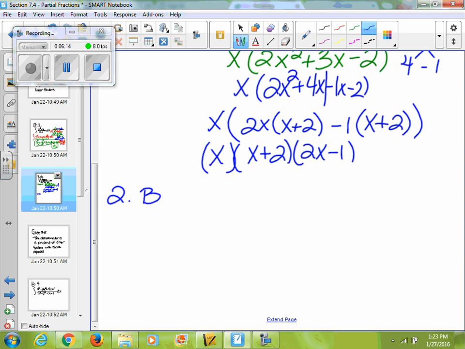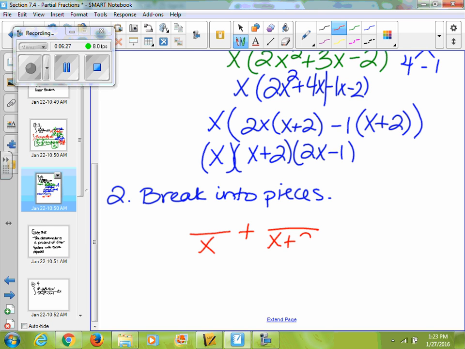Okay, your second step is to break it into pieces. So I have a denominator of x, a denominator of x plus 2, and a denominator of 2x minus 1. And then for your numerators, in this case, you reduce your denominator by a power of 1. If I reduce this x by a power of 1, it goes away. So my numerators are just constants, which I'm going to call a, b, and c. Some unknown numbers.